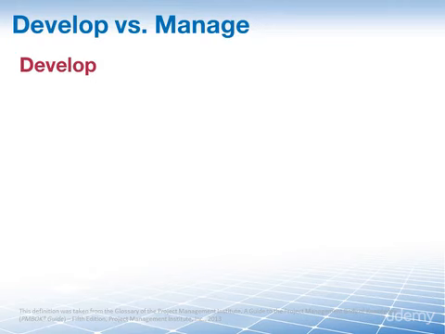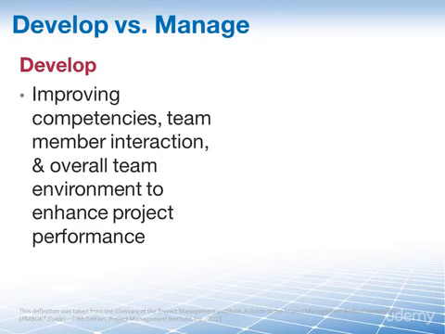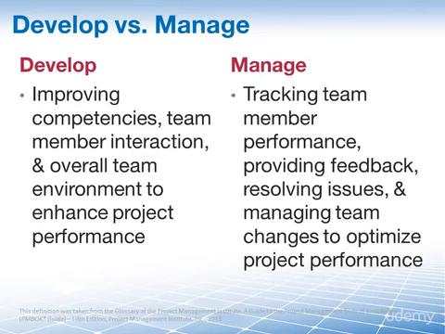So develop project team. Here, about developing, we're trying to improve competencies, team member interaction and overall team environment to enhance project performance. And then when we manage our project team, we want to track the team member performance, provide feedback, resolve issues and manage team changes to optimize project performance. So as you can see, the focus of the develop project team process is to ensure that we have the necessary skills and expertise on our team, if necessary, through training.